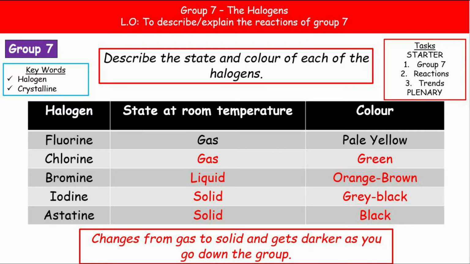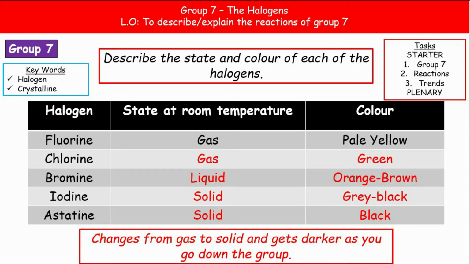Okay, let's make sure we've got these right. Obviously, tick it if you get it right. If you didn't get it right, make sure you've got these written in because they are the correct answers. So chlorine is a gas and it is green. Bromine is a liquid and it's orange-brown in colour. Iodine is solid and it's a grey-black colour. And finally, astatine is a solid and it's black in colour.